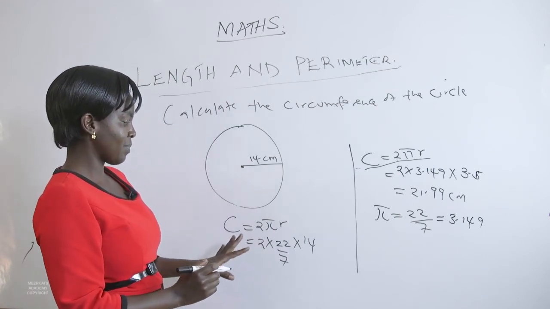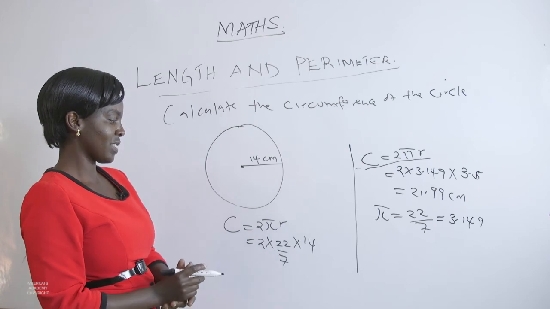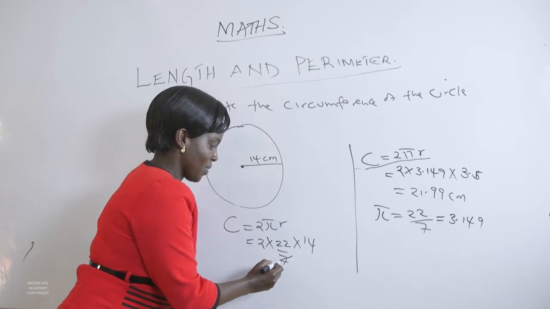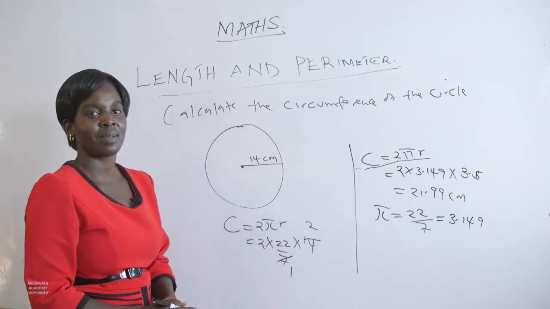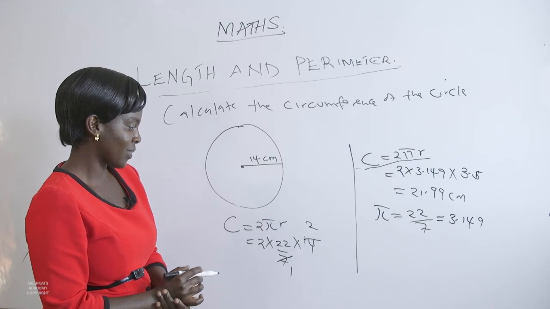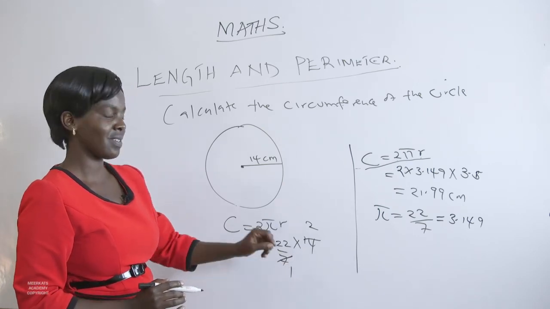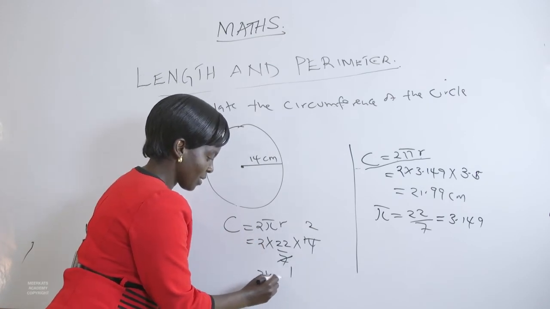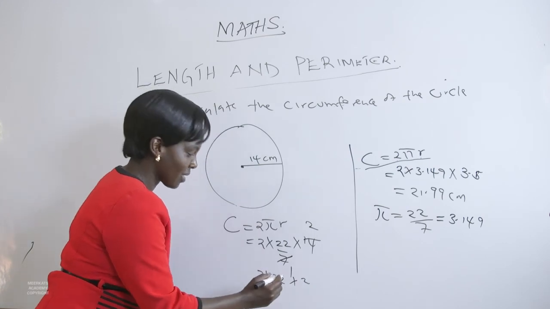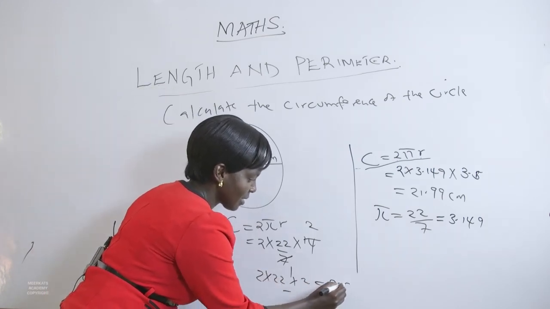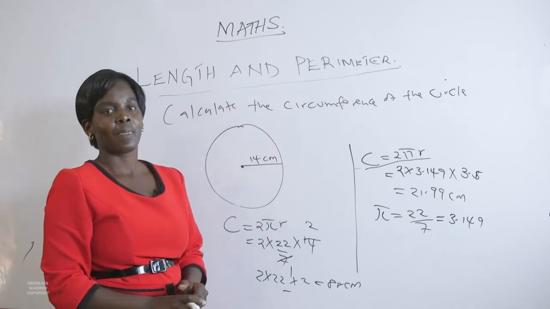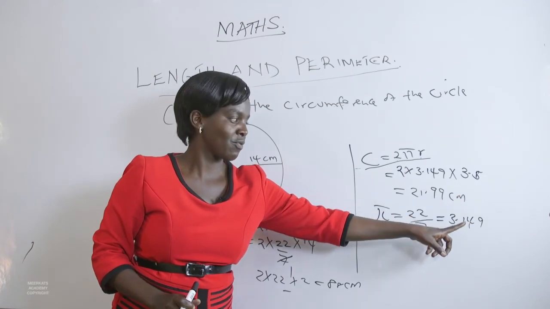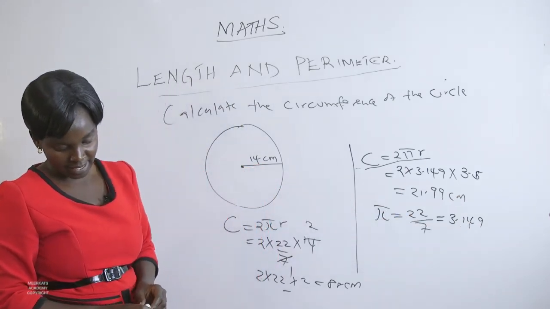If we calculate correctly, the reason why it is important that sometimes we use 22/7 is that we can divide with the given values 7 and 14. You realize 14 divided by 7 is 2. Then we can multiply 22 times 2 times 2. That will give us 88 centimeters. So you can use 22/7 or you can use 3.14 as the pi in your calculations.